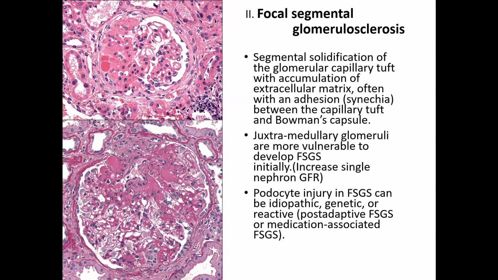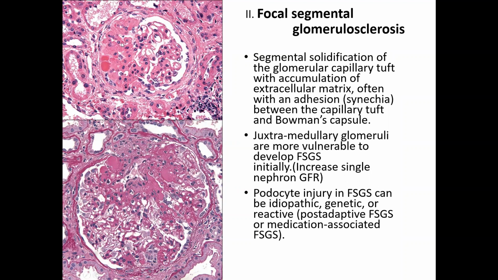Segmental. What do you mean by segmental? The terminology applies to a single glomerulus. If less than 50% of the tuft is involved, we say segmental. If there is more than 50%, then that is global. So focal means less than 50% of the glomeruli; segmental means in one glomerulus, less than 50% of the glomerulus is involved. And glomerulosclerosis. So, focal segmental glomerulosclerosis.